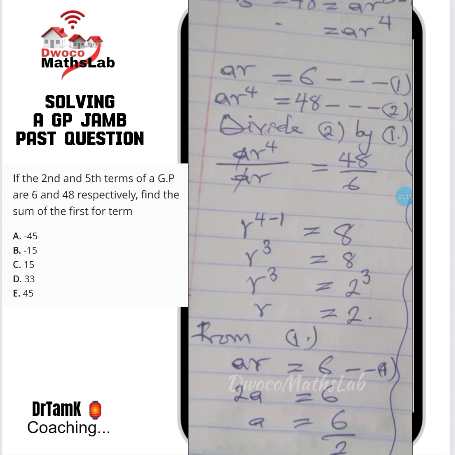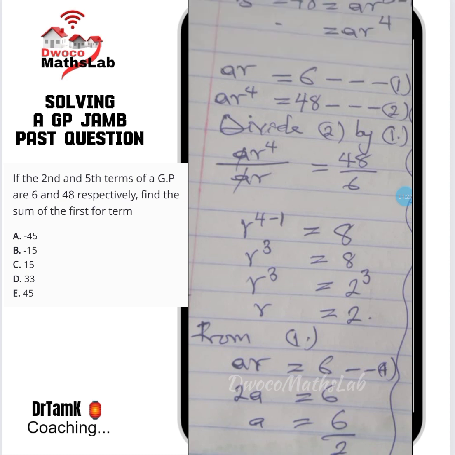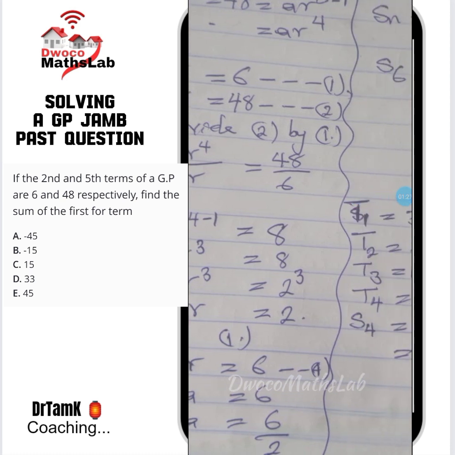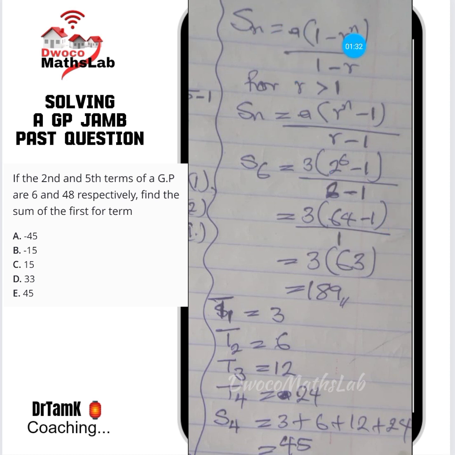Now from equation 1, for us to solve for our first term a, a r equals 6. That's equation 1, right? And then of course 2a equals 6. Then a equals 6 divided by 2, so a equals 3. Having known our a, we're going to take a look at the formula for the sum of the first n terms of a GP, which is a bracket 1 minus r raised to n over 1 minus r. That is for r less than 1. For r greater than 1, we're going to use Sn equals a bracket r raised to n minus 1 over r minus 1.